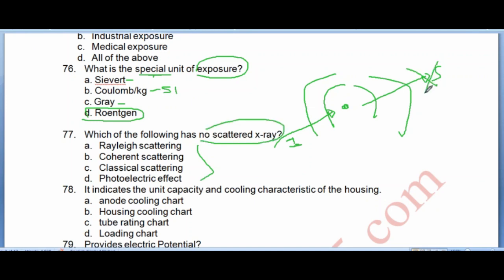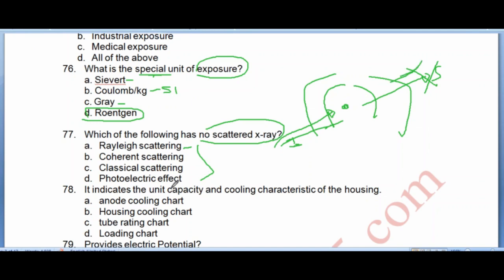Walang lumabas. Rayleigh scattering. So, meron ba? Yes, Rayleigh scattering, that is excitation, dumaan lang tapos lumabas. Walang ionization. So, may scatter siya. Coherent scattering, pareho din siya ng Rayleigh. Okay? Classical, pareho din ng Rayleigh.